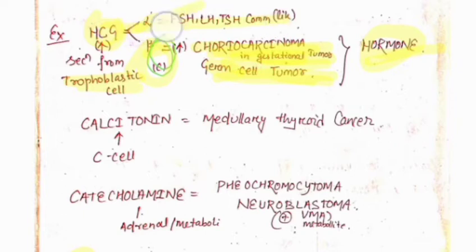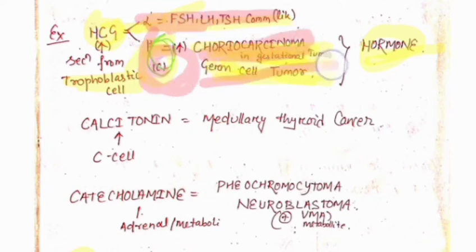Alpha does not have any role in a tumor. Only the beta part of the HCG is related to choriocarcinoma and the germ cell tumor. And how to remember? C for choriocarcinoma, G for germ cell carcinoma, H for high level of HCG. Understand? Then calcitonin. Calcitonin is released from what?